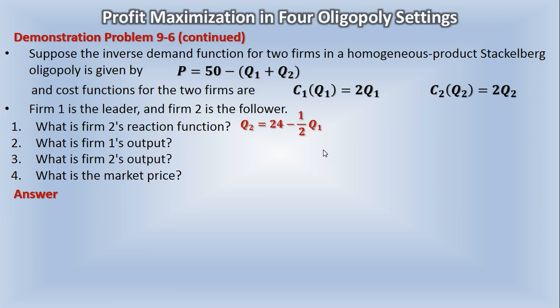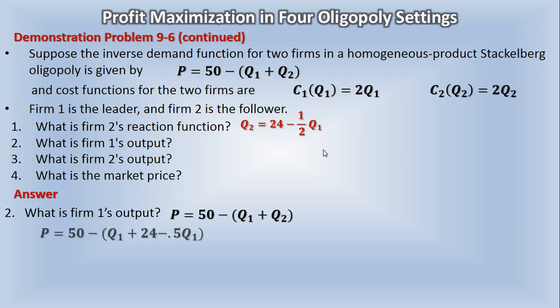So now we choose firm 1's output, which again is the first move that is made in the market by the leader, the Stackelberg leader. So firm 1's output. So here is the inverse demand function. What firm 1 wants to do is incorporate what firm 2 is going to do in terms of how it reacts to what firm 1 does. So it needs to incorporate firm 2's reaction function into its inverse demand function. So plugging in for Q2 in the inverse demand function gets us to 50 minus Q1 minus (24 minus 0.5 Q1).